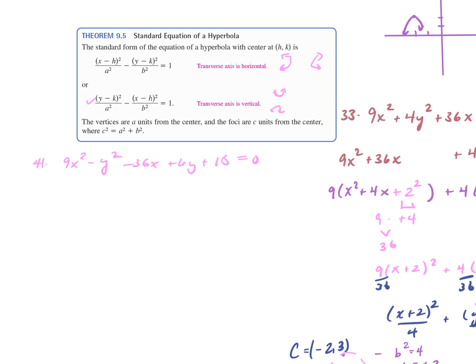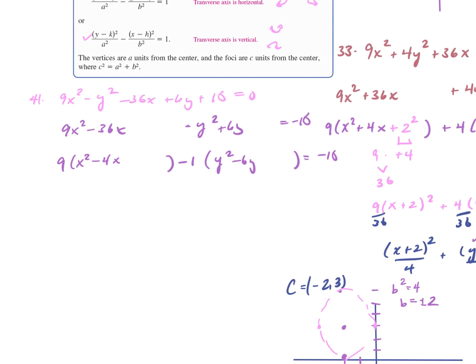All right, so I'm going to collect my like terms. We get 9x squared minus 36x, and then minus y squared plus 6y equals negative 18. Same idea, we can't complete the square until we get the x squared or the y squared to be a 1. So take out the 9, you get x squared minus 4x, and then I'm going to take out a negative here. So think of it as a negative 1. So we get y squared minus 6y, and then negative 18.